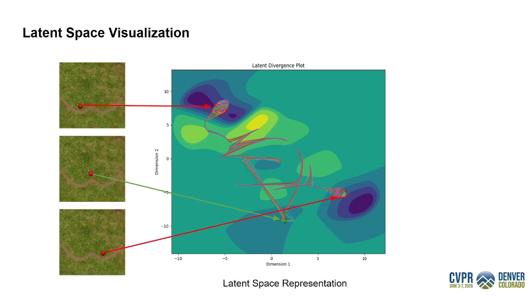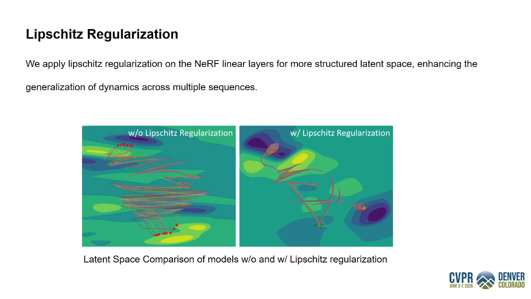We apply Lipschitz regularization on the NeRF linear layers, which is basically a scaling factor to enhance the dynamics learning across multiple sequences. We observe the latent space without and with Lipschitz, and the one with Lipschitz provides a much cleaner learning of the dynamics.